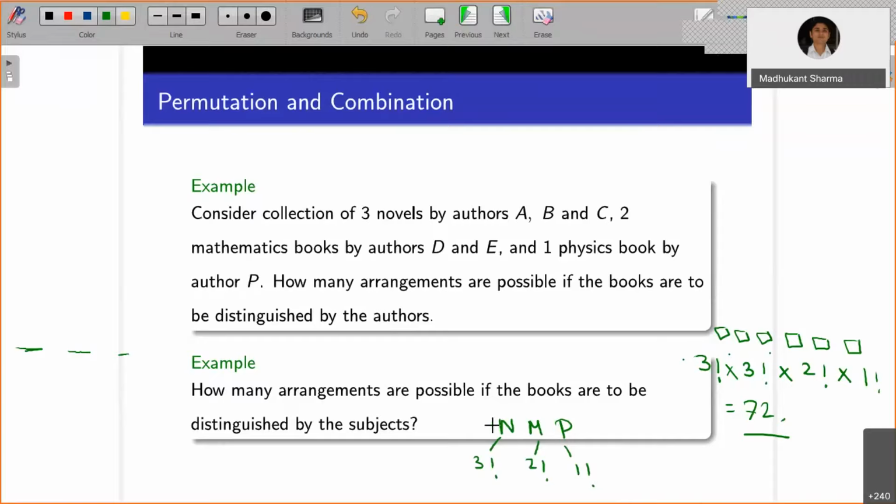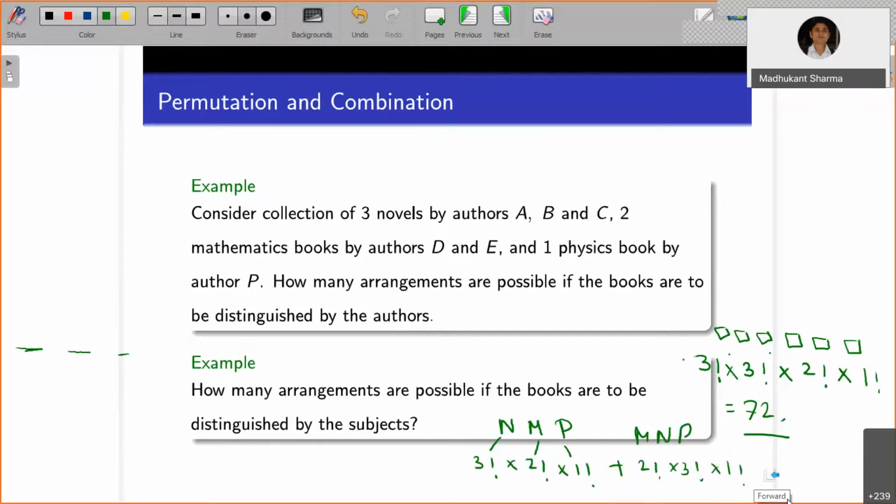When a novel is there, all the novels are sitting in the neighborhood of it. Likewise, if mathematics is there, they are all going to be together. If you fix this order, suppose NMP, that means 3 factorial into 2 factorial into 1 factorial. These are simultaneous tasks. Now another possibility is MNP. That's going to be 2 factorial into 3 factorial into 1 factorial.